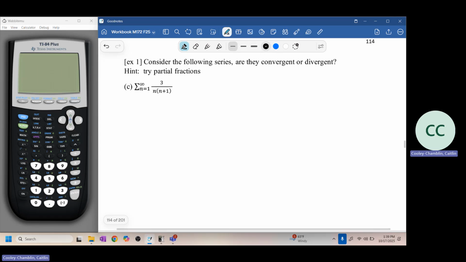All right. So example 1 continued. We have considered the following series. Are they convergent or divergent? C says the summation of n equals 1 to infinity of 3 divided by n times n plus 1. Okay, so we have not really seen this notation before. And it says hint try partial fractions. We'll talk about that in a second.